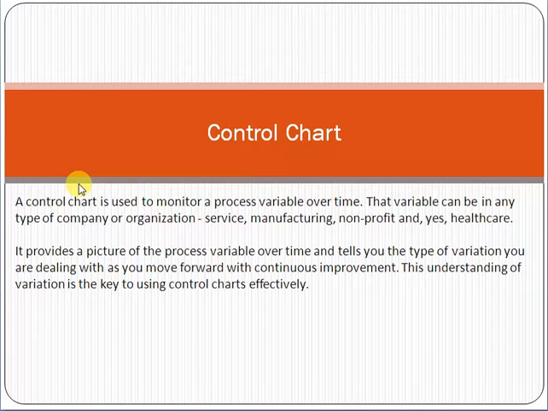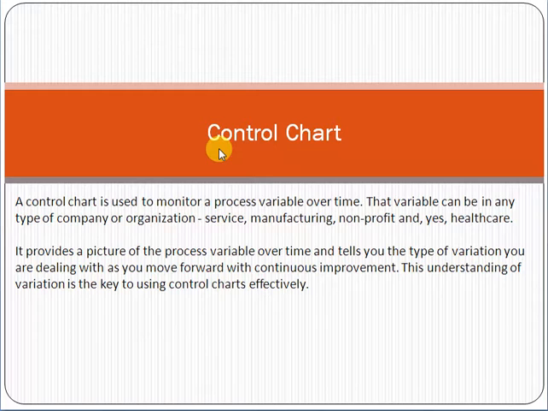So let's start. Control chart. Friend, a control chart is used to monitor a process variable over time. That variable can be in any type of company or organization: service, manufacturing, non-profit and healthcare. See friend, when we talk about control chart, see these two terms. Chart means something like a graphical representation, okay? And control means that we want to control something. And what is that something? It can be some variable, basically.